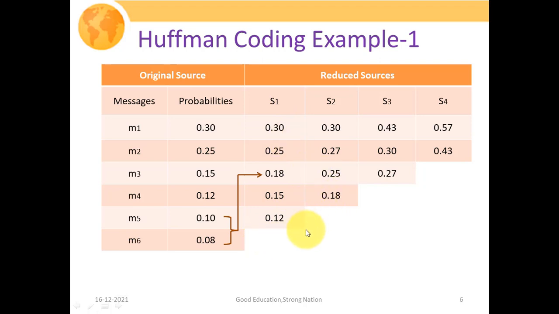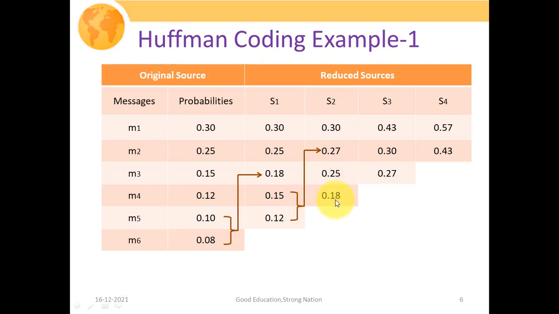Then in the next step, we again have to add up the last two symbols' probabilities and arrange them in another column. So we take the last two symbols, 0.15 and 0.12. The equivalent probability of this composite symbol turns out to be 0.27, and we arrange it in this particular column. Since 0.30 and 0.27 are greater than 0.25, we put the value 0.27 in between 0.30 and 0.25, and the last one is 0.18.